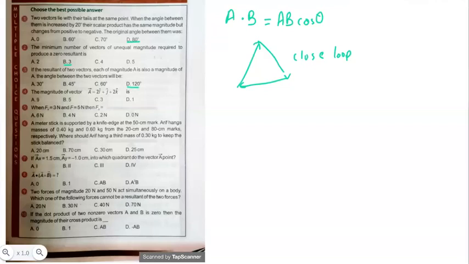Question number 4 is: the magnitude of vector A equals 2i plus j plus 2k is? So we have to calculate the magnitude of this vector. What will be the magnitude of this vector?